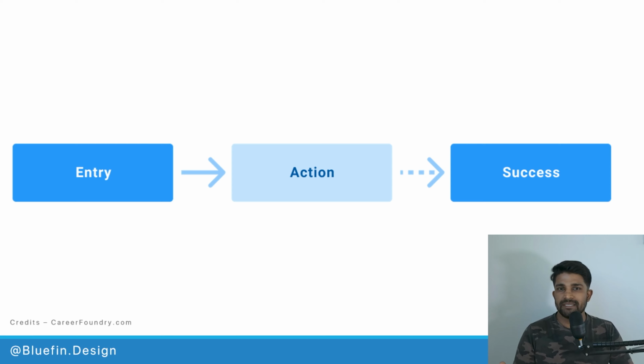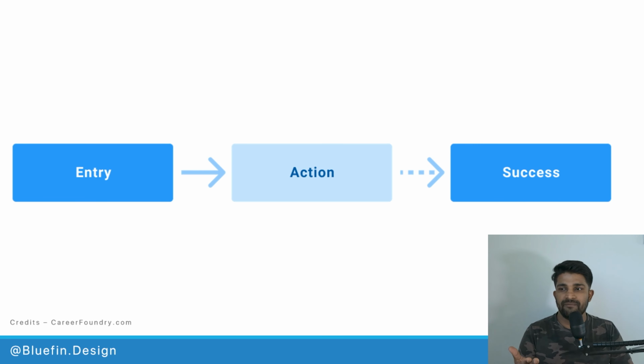So let's look at some examples. This is a good example of a task flow where we map out one single process, and this is how it will lay out. There's an entry point and a set of actions, one after the other, and there's the exit point or the success.